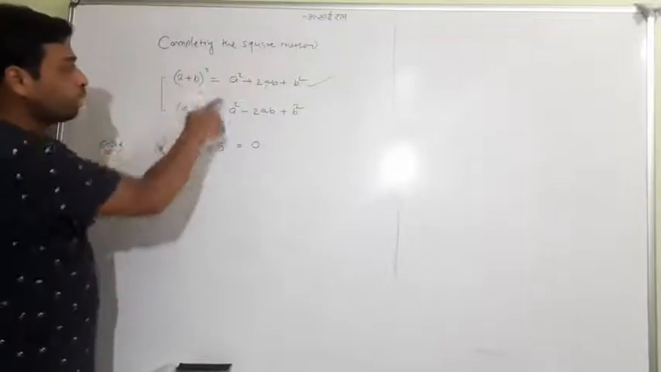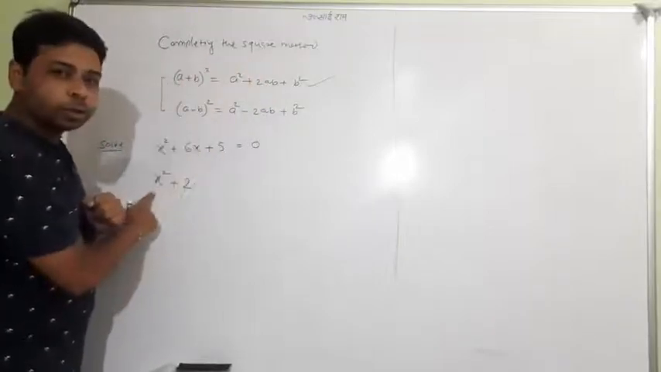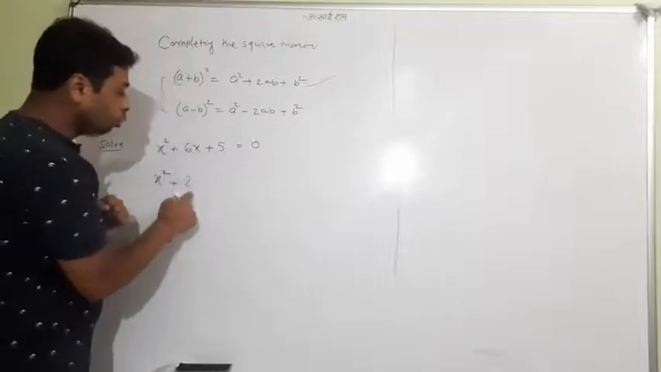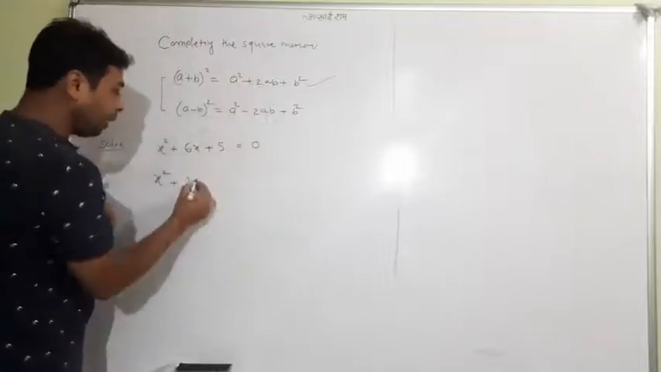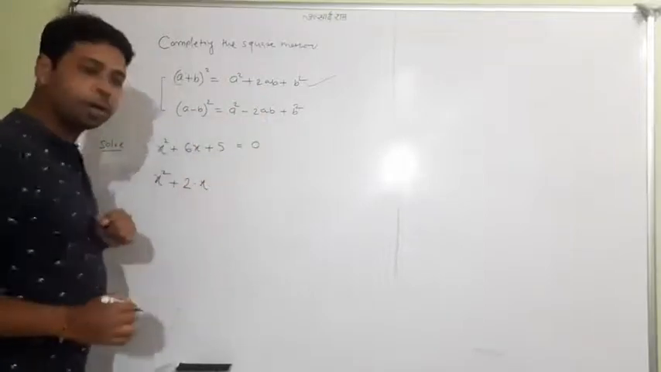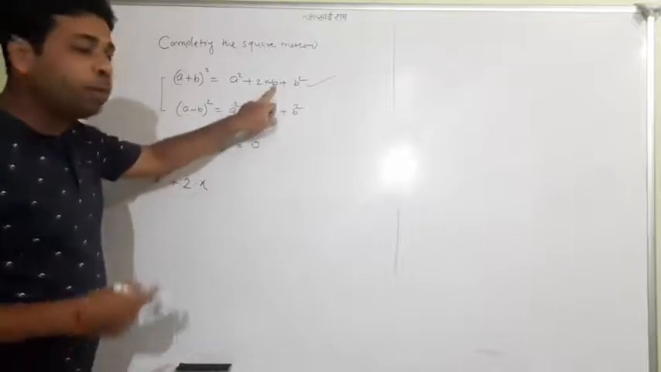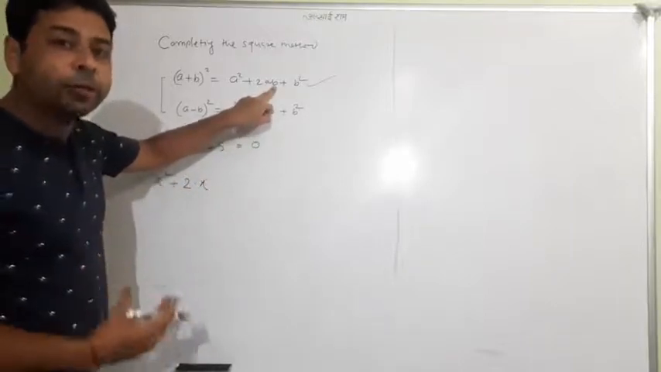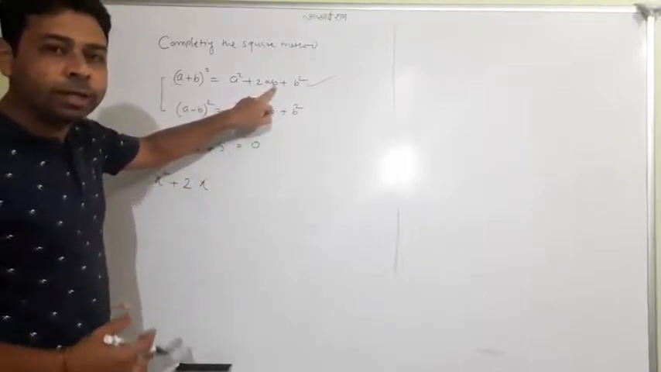X. Because you already said that x square equals a square, so x equals a. So 2a means 2x, a means x. And now I want b. I need b. Anyhow, I need b.